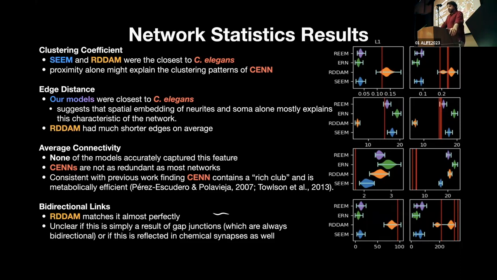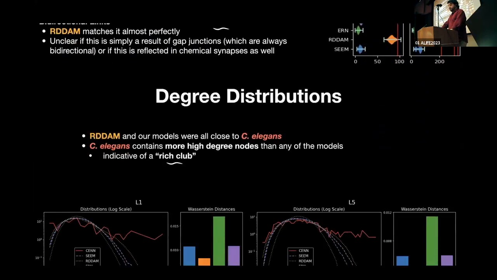And then finally, we looked at bidirectional links. And here again, the RDDAM matched it almost perfectly. But it is unclear if this is simply a result of gap junctions, which are always bidirectional, or if this is reflected in chemical synapses as well.